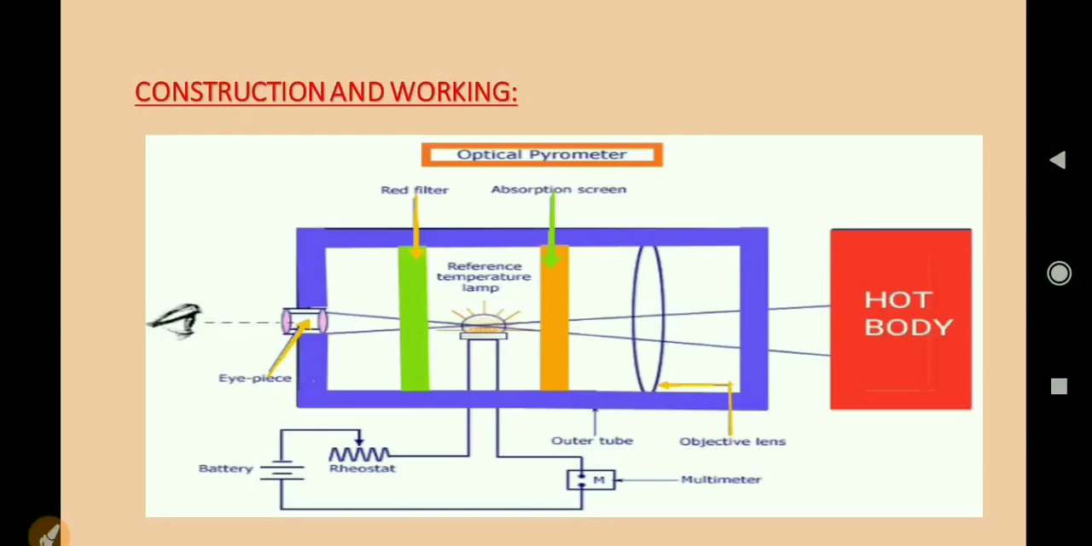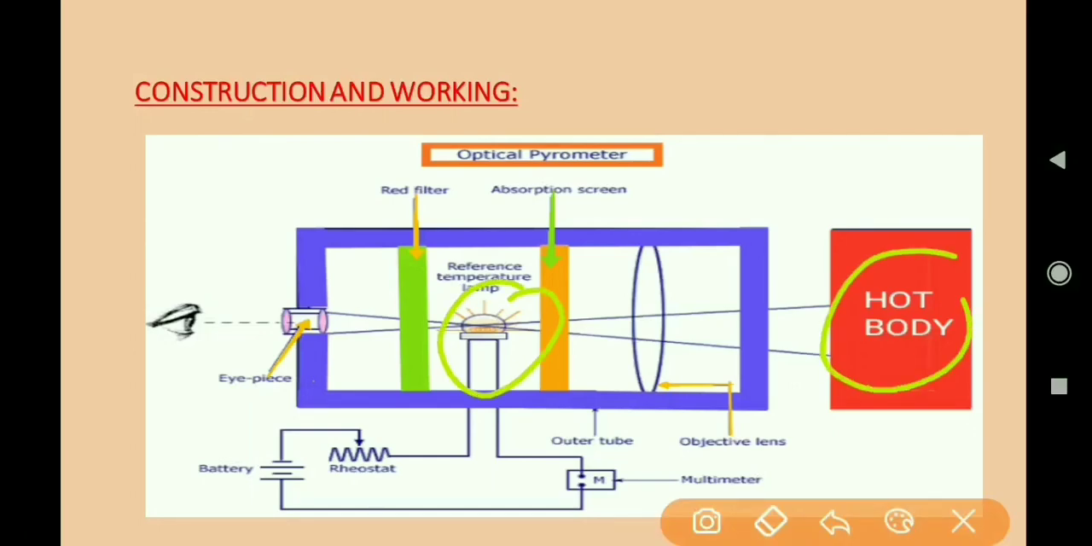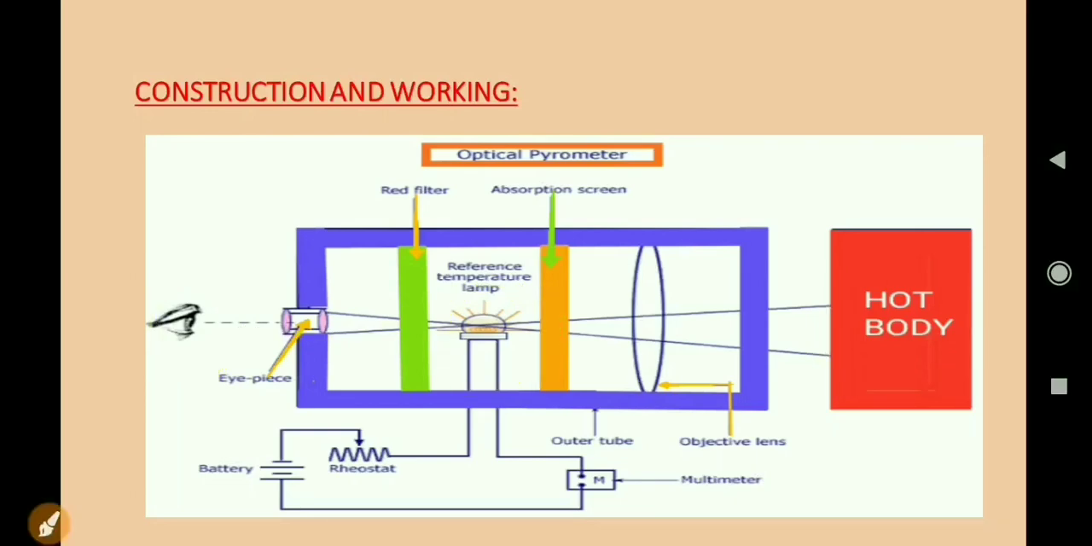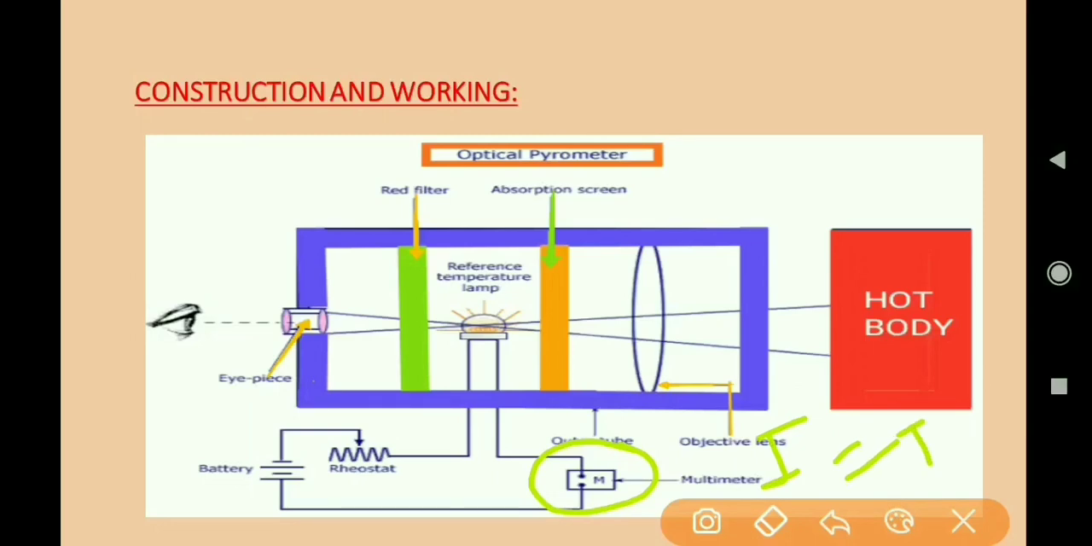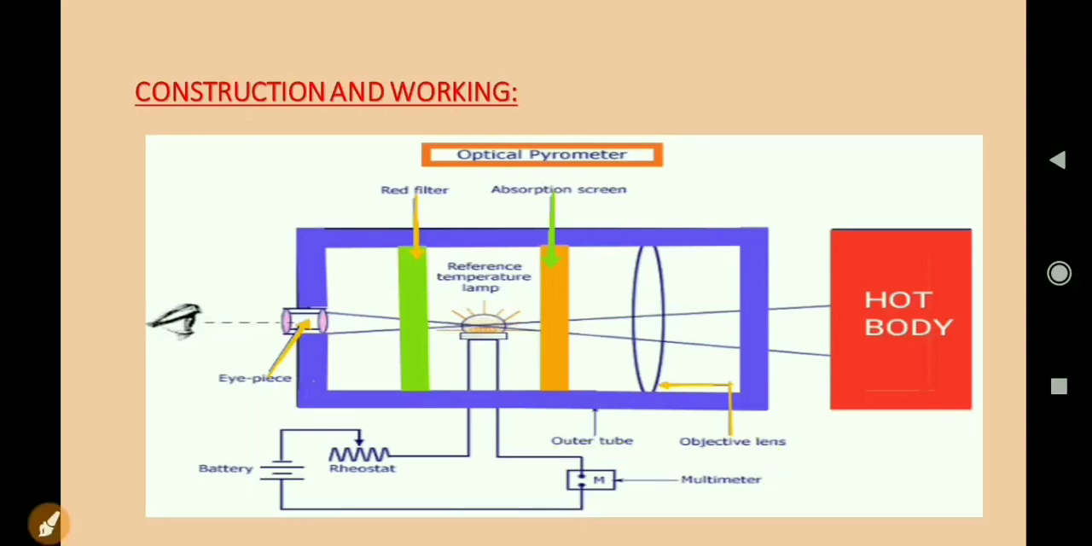Here the brightness of both the lamp as well as the hot body can be seen through the eyepiece by the observer. Once the brightness of both the lamp and the hot body becomes equal, then the current at this condition is equal to the temperature of the hot body.